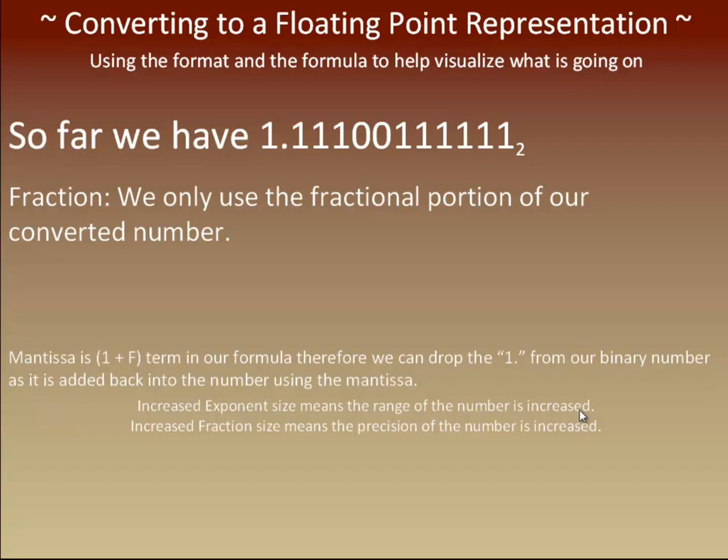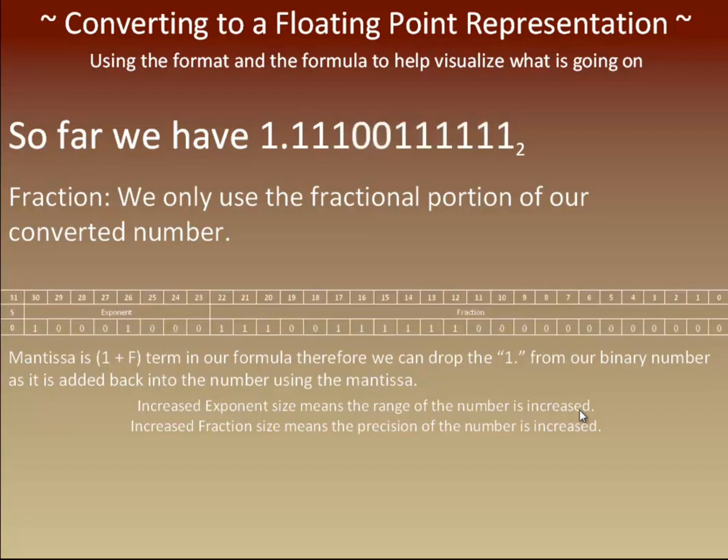So from the converted 9.7575 base 10 to our binary number, we are only going to use the numbers after the decimal place: 111, 00, 11, 11, 11. So when we fill in the fraction starting from the left to the right with this number, any bits left to the 0 position will be padded with zeros.